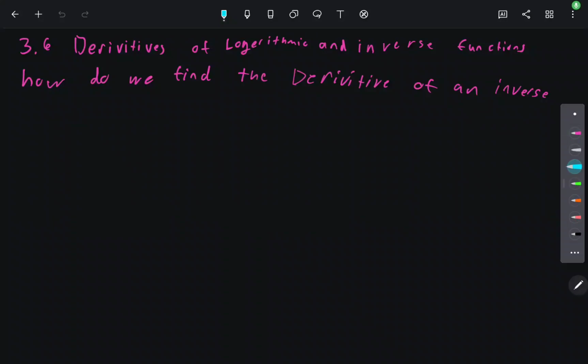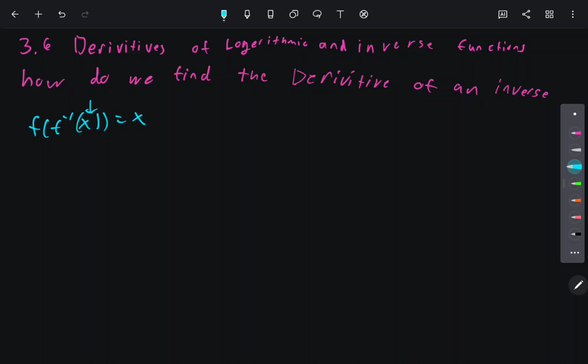And welcome to today's video on derivatives of logarithmic and inverse functions. So, I suppose a good starting point is asking, what is an inverse function? Well, it is the function f of x reflected over the line y equals x, but it has a very interesting property. f of f inverse of x, no matter what x you put in, is always equal to x.